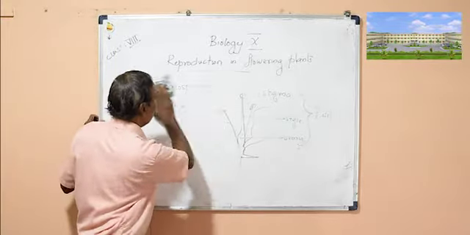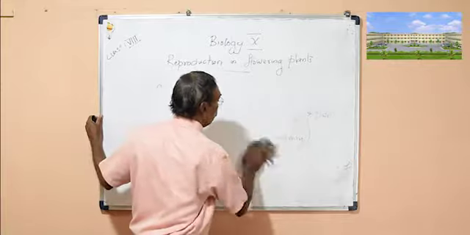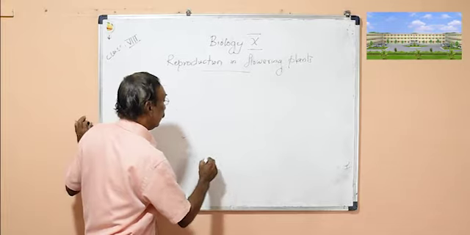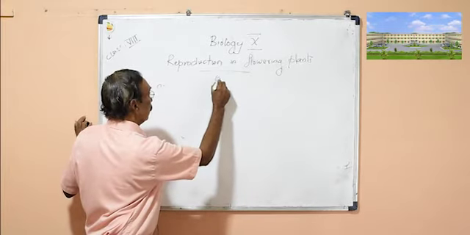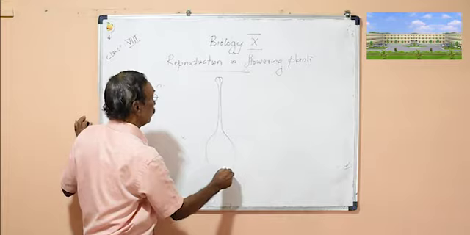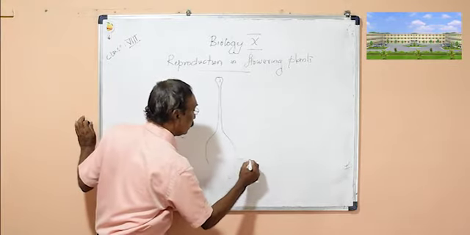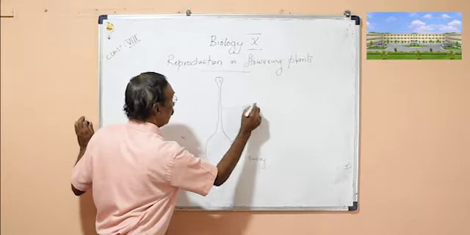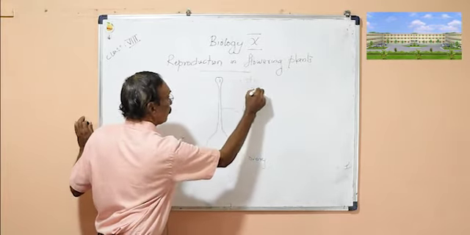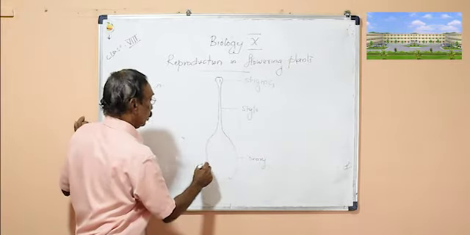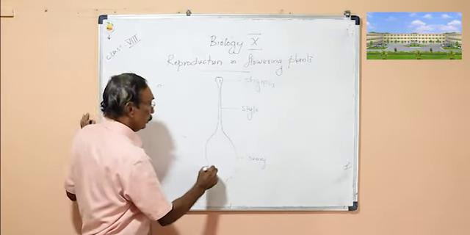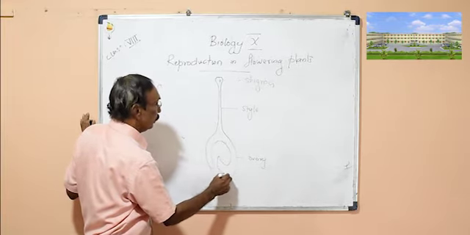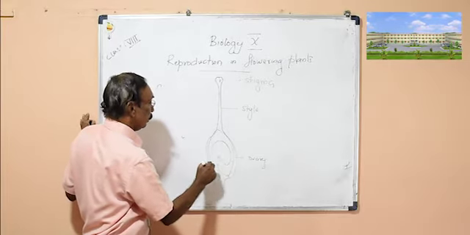Let us go to the pistil or carpel, the female reproductive part of the flower. If we examine the pistil, these are the parts: ovary, style, and stigma. If you open the ovary, we can see a structure called the ovule. This is the ovule. It is inside the ovary.